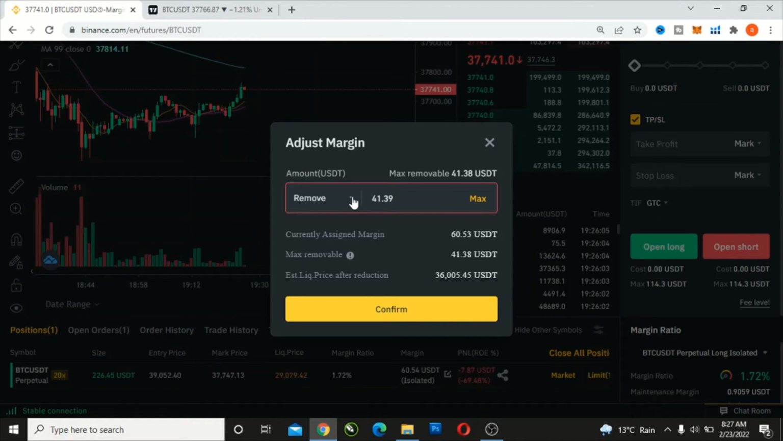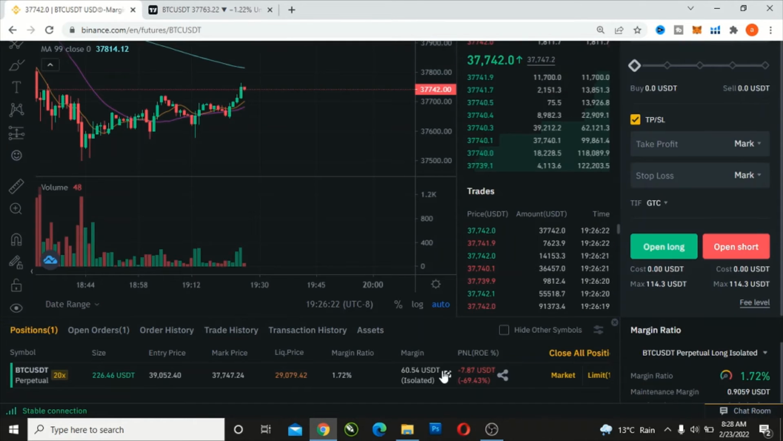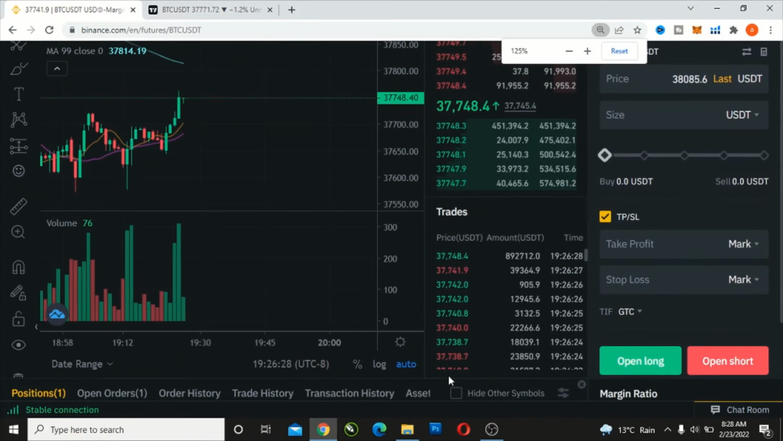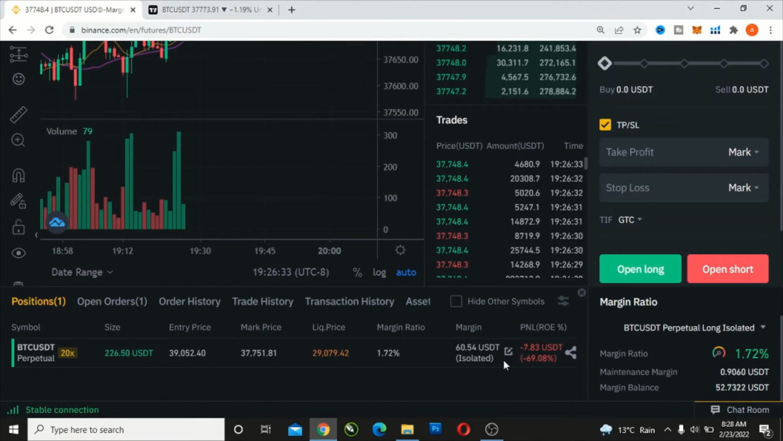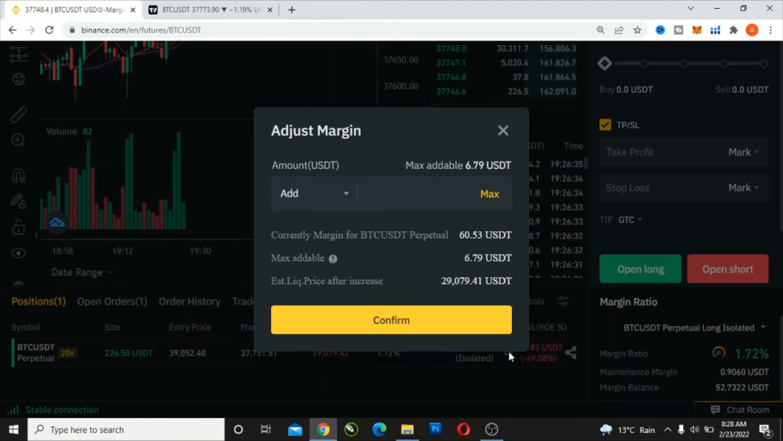But I am dedicated towards adding margin because this is what I'm discussing in this video. So I'm not going to remove anything. Instead, I'm going to add more margin. Let me open it once more. You have to click over here on this small button. If I can zoom it in, this is the button where you have to click.